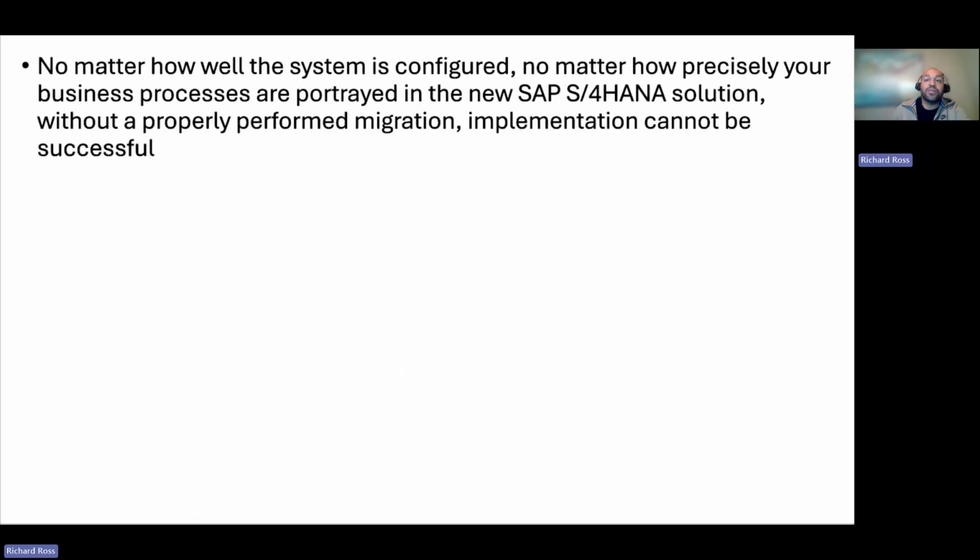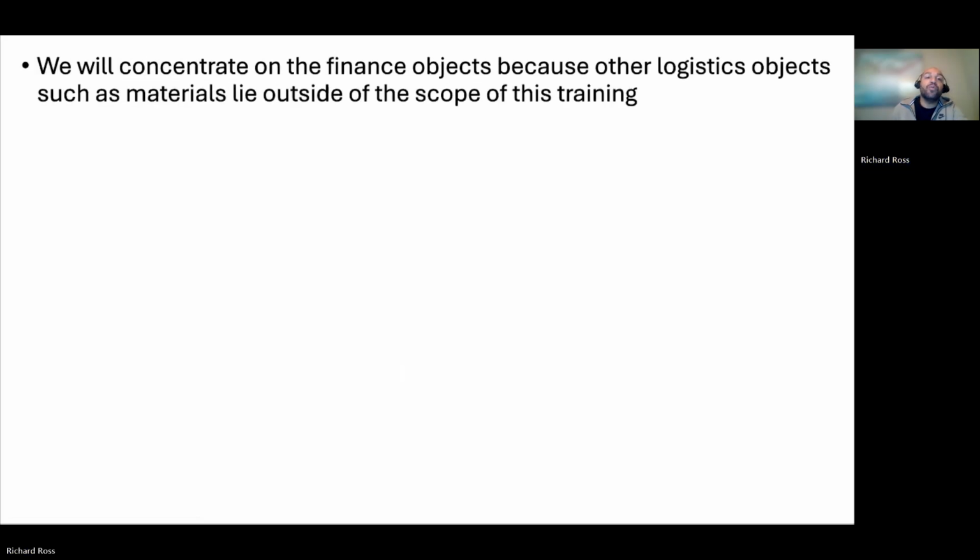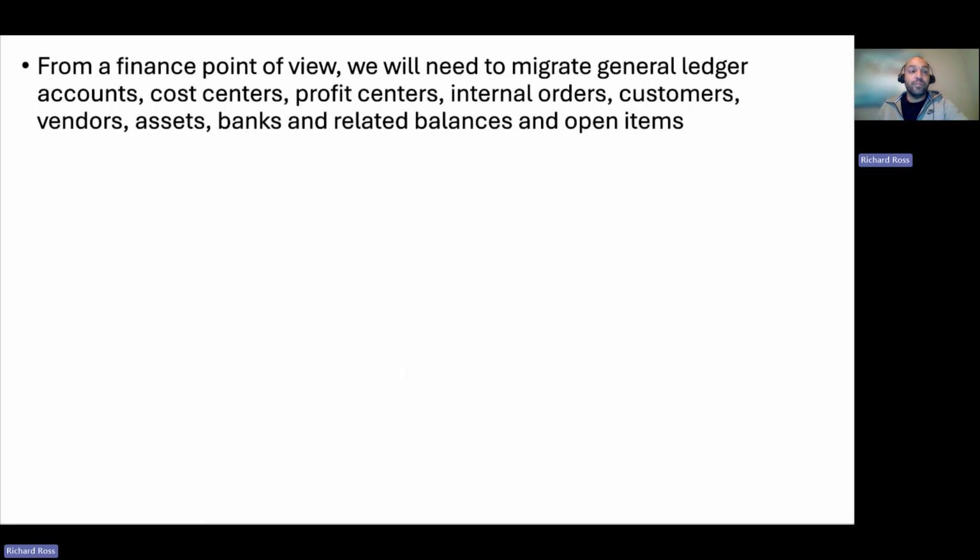No matter how well the system is configured, no matter how precisely your business processes are portrayed in the SAP S4HANA solution, without a properly performed migration, implementation cannot be successful. The migration process involves numerous objects. We will concentrate on the finance objects because other logistic objects such as materials lie outside the scope of this training. From a finance point of view, we will need to migrate general ledger accounts, cost centers, profit centers, internal orders, customers, vendors, assets, banks, and related balances and open items.